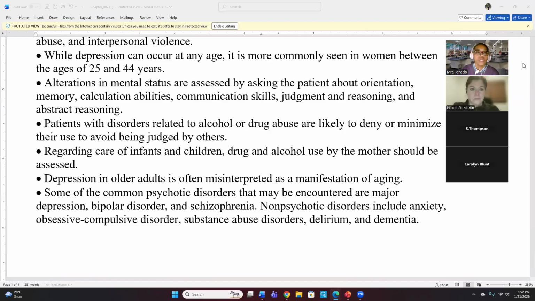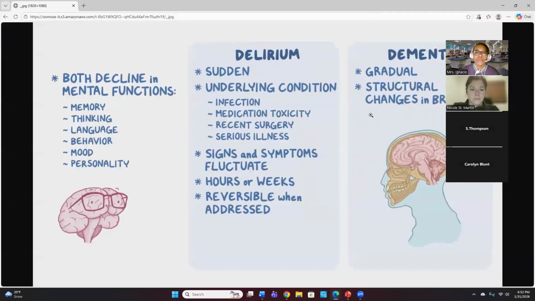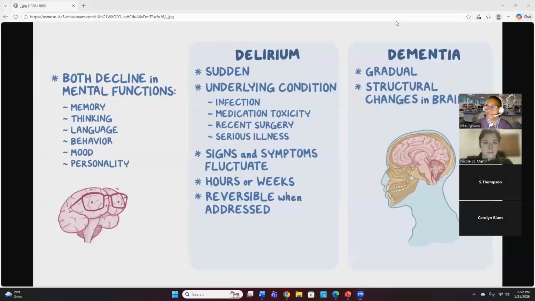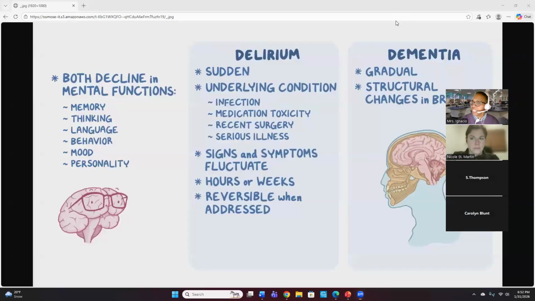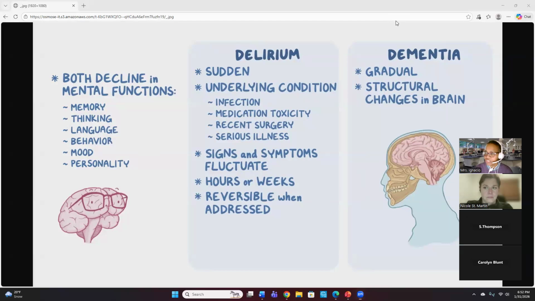So yeah, let's go to depression. So we talked about depression a lot. Let's talk about delirium and dementia. Okay, so big NCLEX kind of concepts that you gotta know, right? And assessing the patient. A patient that has delirium, this patient can be restored to their previous condition.